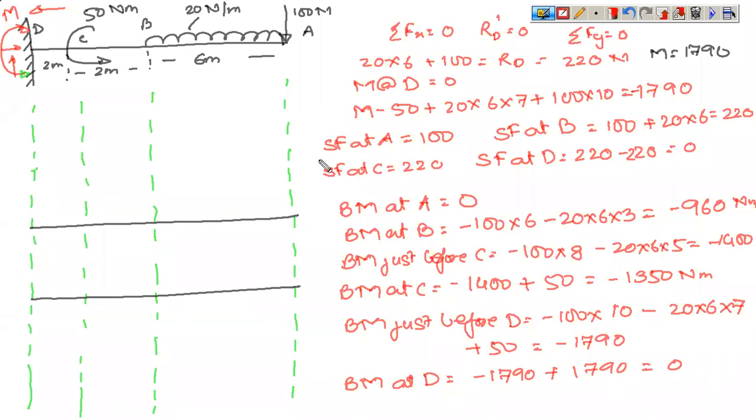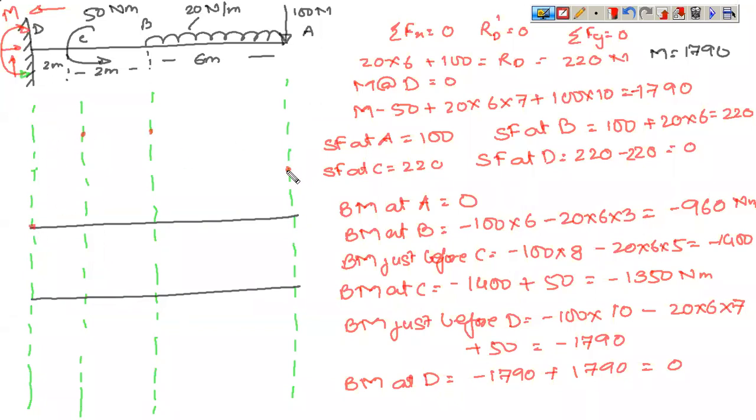Now let us see the variation. In the SF diagram, SF at A is 100, this is positive, so it is marked in the upward direction. SF at B is 220, this is 220. SF at C is again 220, and SF at D is 0.